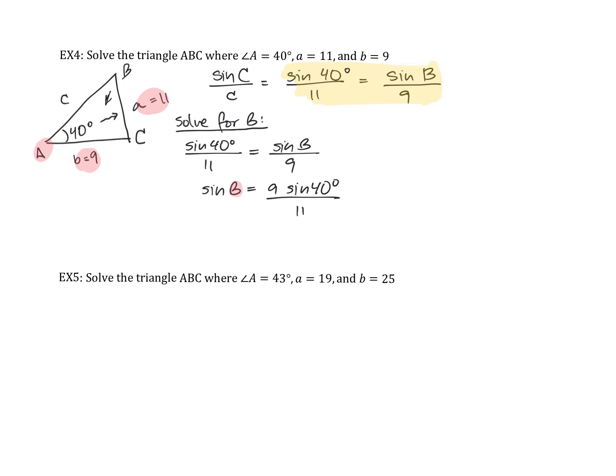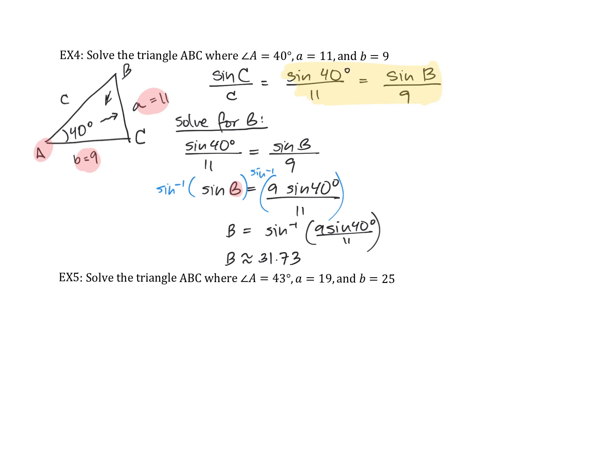So we'll have sine inverse of both sides. We get B equals sine inverse of 9 sine 40 degrees divided by 11. Plugging that in, we get B is approximately equal to 31.73. Okay, once again, this is where we pause.